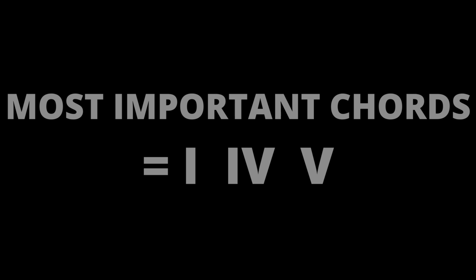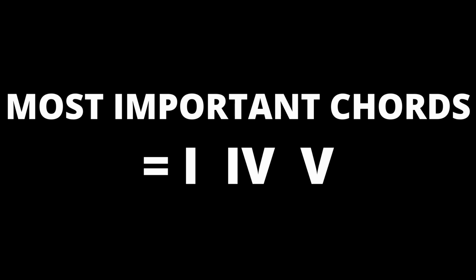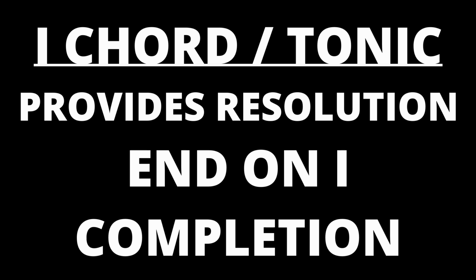The most important chords in a major key are the major chords, with the Roman numerals 1, 4, and 5. Chord 1 is the most important chord. You can think of chord 1 or the tonic as the home chord. It offers grounding and stability. It feels safe and secure. When a chord progression arrives back at chord 1, it provides resolution and a strong sense of having finished.